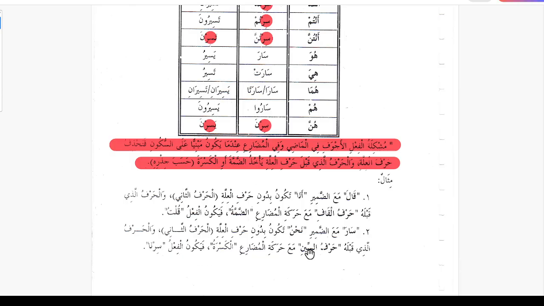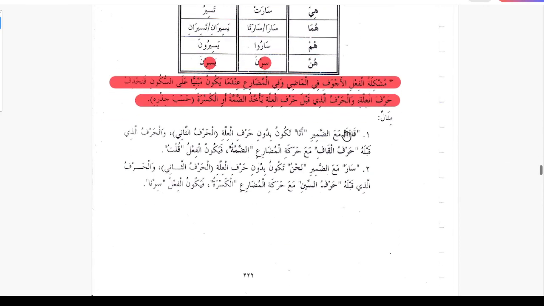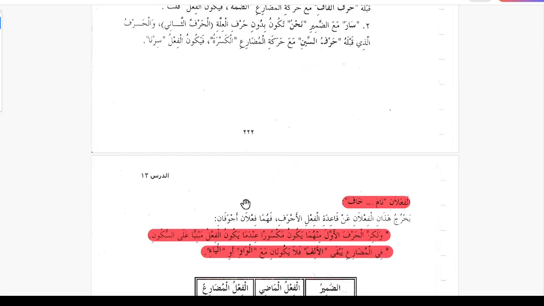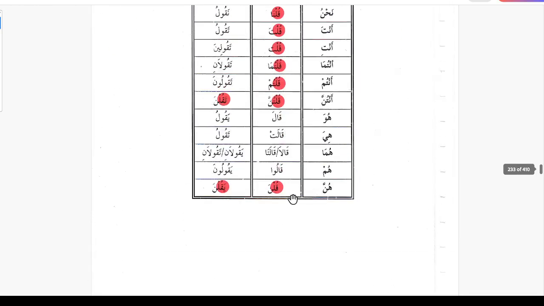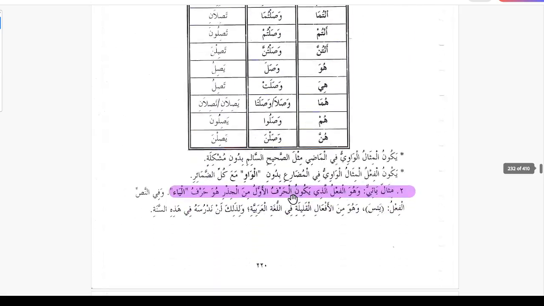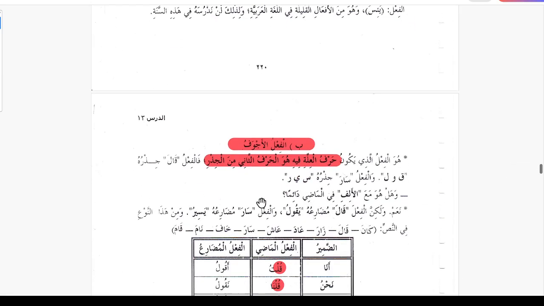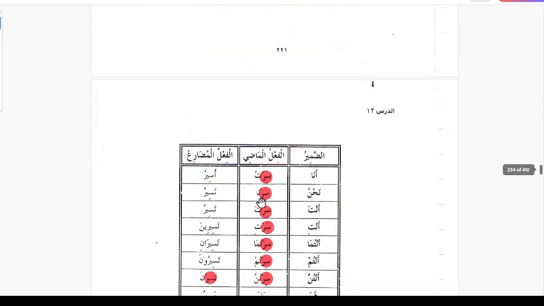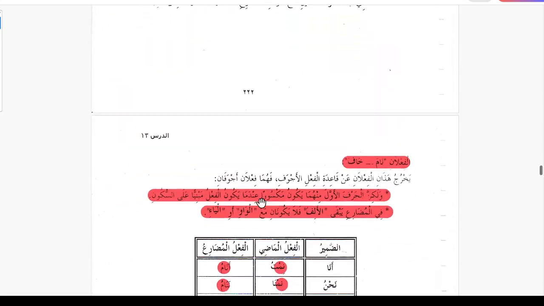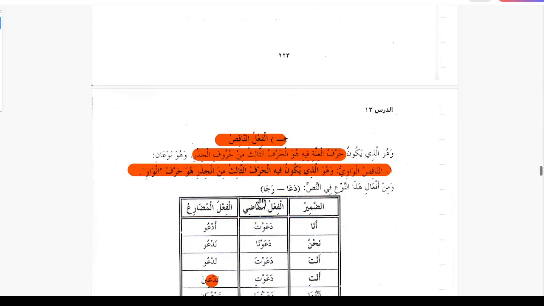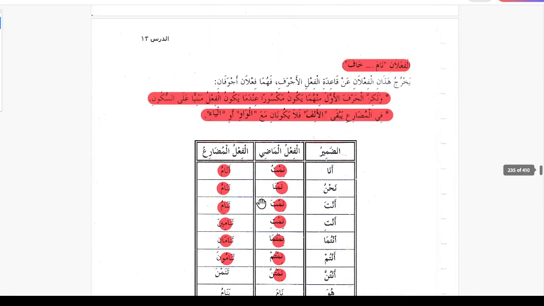Fayakunu harfu sin ma harakatul madare kasra fayakunu fail sirna. So I mean, this is just the example that I have just explained. Another kind of the verb is failul ajwaf, where the middle letter is defective. So this one is slightly different.